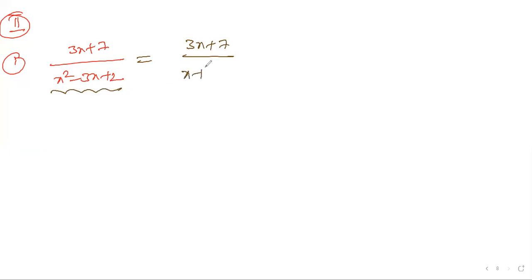(3x + 7)/(x² − 3x + 2). Actually, this is the question. The question is coming like this. Try to do this. It is going to be factorization. When I do the factorization, I am getting (x − 1)(x − 2). Am I clear?